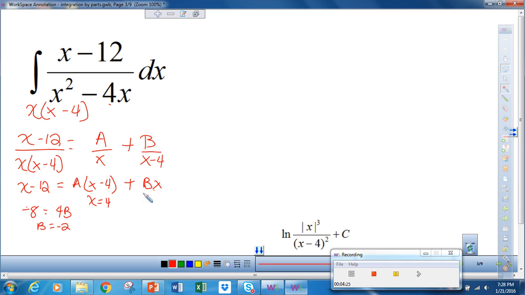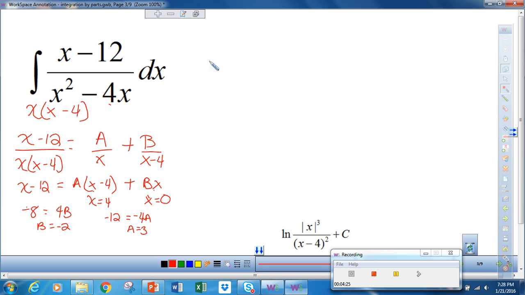Now, what will zero this out is x equals 0. So putting 0 in for x, I now get negative 12 is equal to, putting in 0, negative 4A, which of course gives us A is equal to 3.